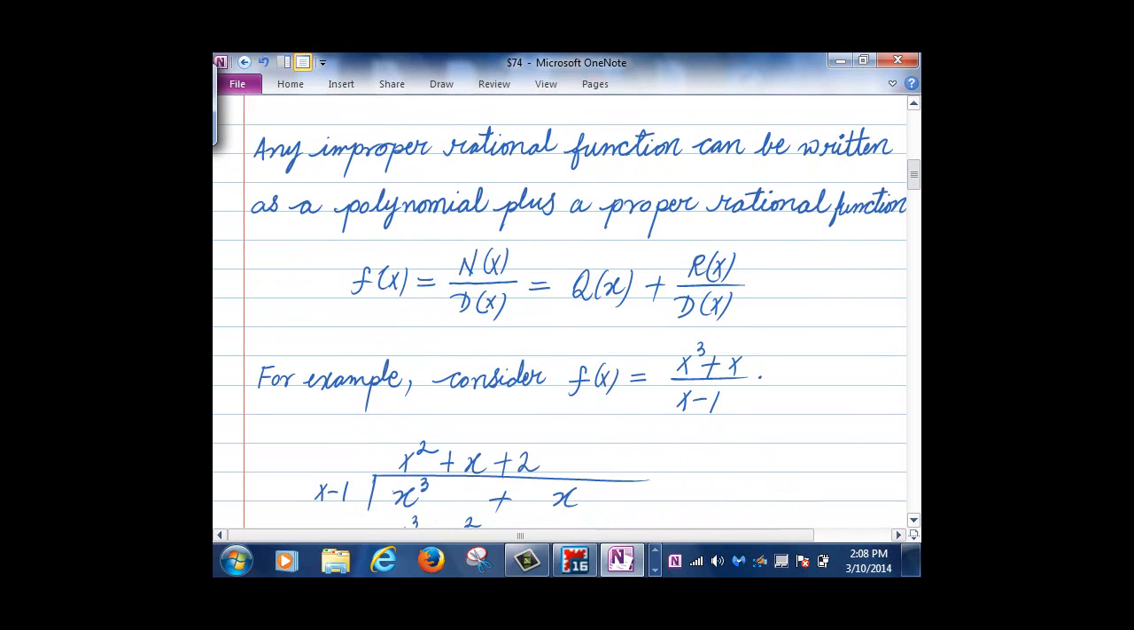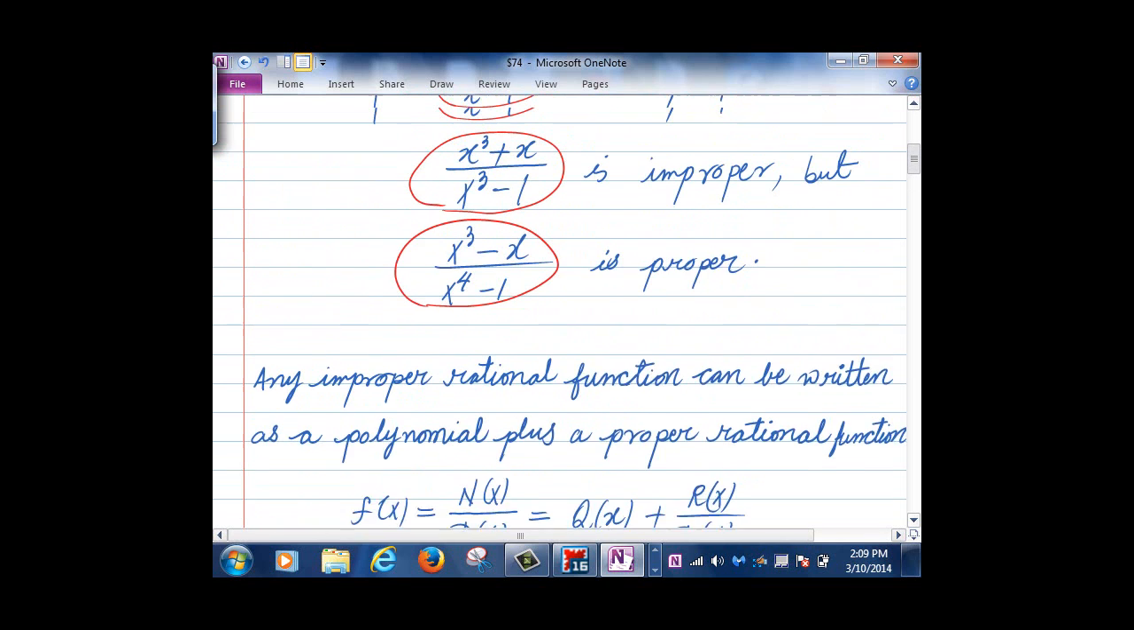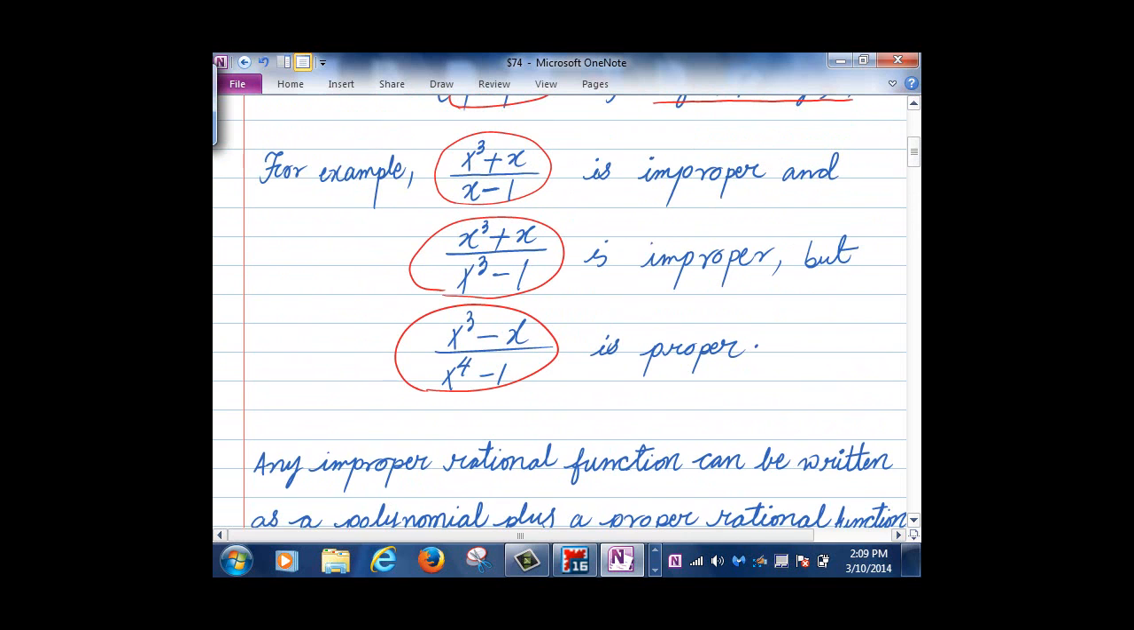Yeah, go ahead. What if they both have the same degrees? If the degrees are the same, it's an improper fraction. Yeah, that's my second example. Okay.